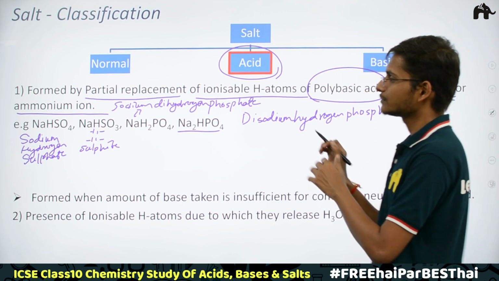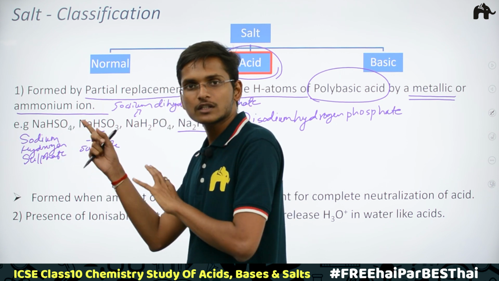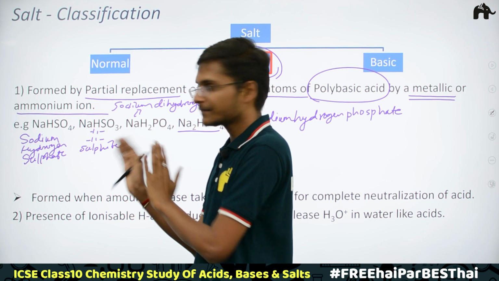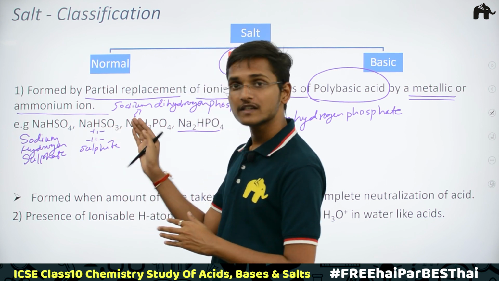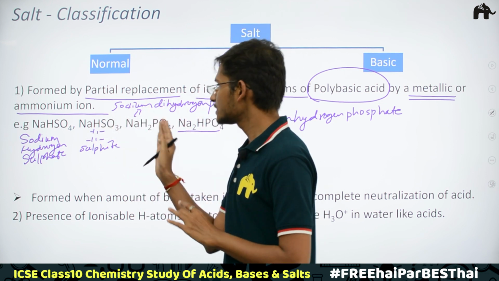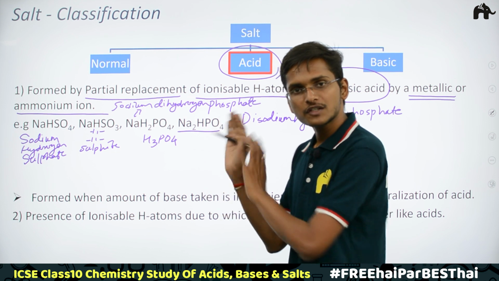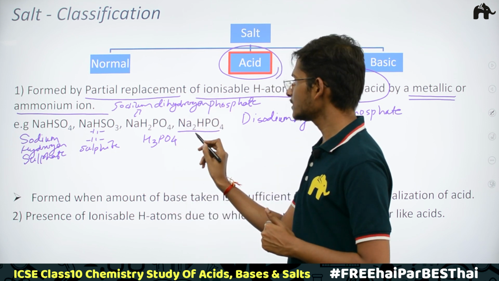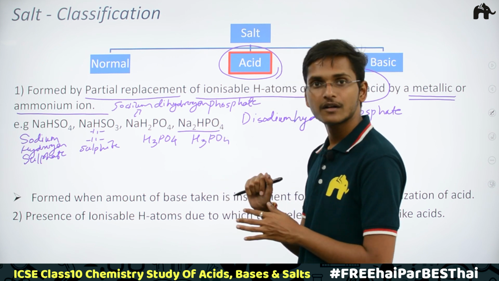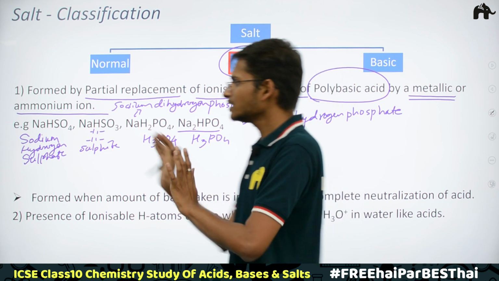Now let's see how these are acid salts. In H2SO4, one ionizable hydrogen atom is replaced by Na+, so partial replacement; another is still there. Same with NaHSO3: in sulfurous acid H2SO3 there are two ionizable hydrogen atoms, but only one is replaced by one Na+. Same from H3PO4, two ionizable hydrogen atoms are still there, only one is replaced, so partial replacement. Here from H3PO4, two ionizable hydrogen atoms are replaced by Na+ ions, but one is still there, so it is also partial replacement. Very clear.